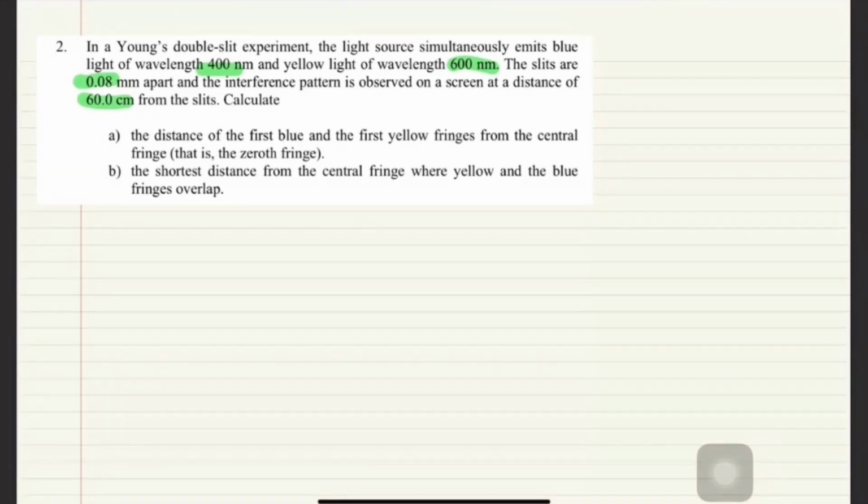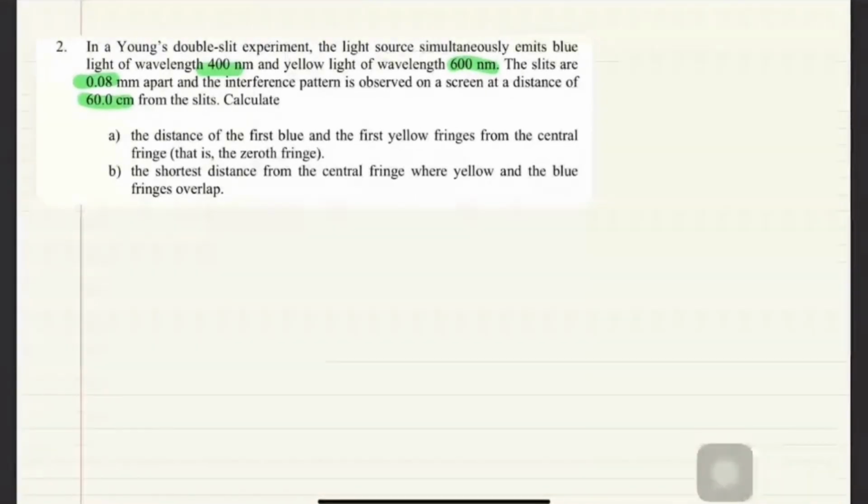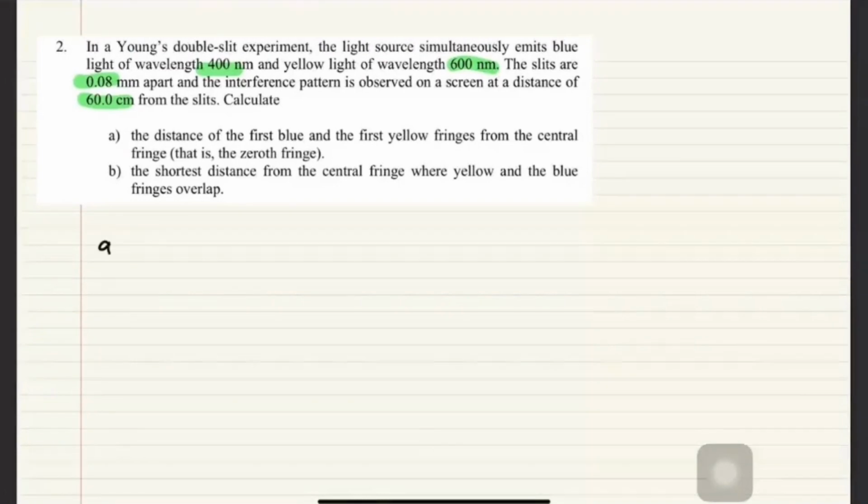Jadi macam tak masalah ni. Dua A ni basically you want to apply constructive. So dia kata dia nampak blue dengan yellow tu kan. So ini adalah yang double slit. Untuk constructive formula dia adalah y equals to m lambda D over d kan. So kalau first blue dengan yellow tu kamu kena pakai this equation. And then m dia sama dengan berapa?